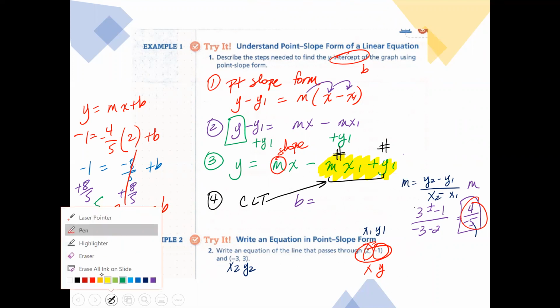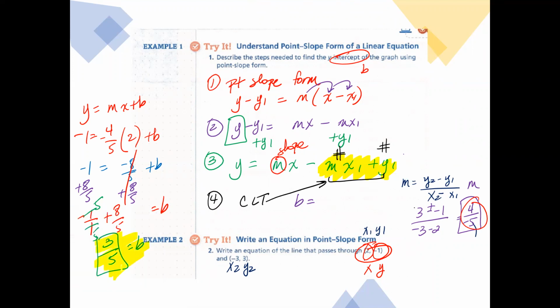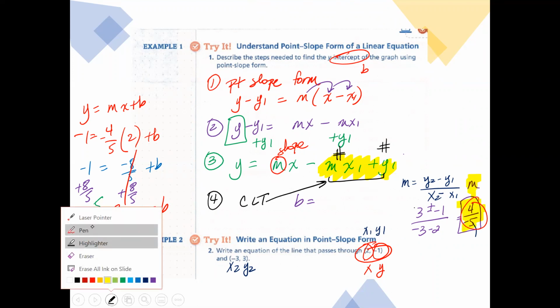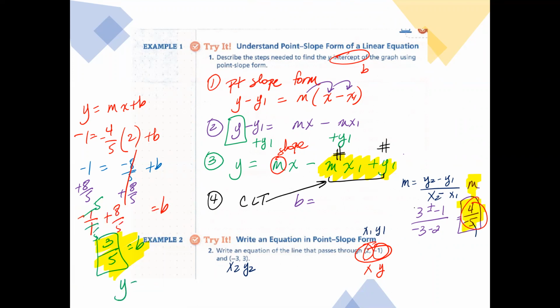Now that I have the m and the b, I can now successfully write my equation, which is y is equal to slope -4 over 5 x plus 3 over 5. And that, ladies and gentlemen, is your equation using the 2 points.